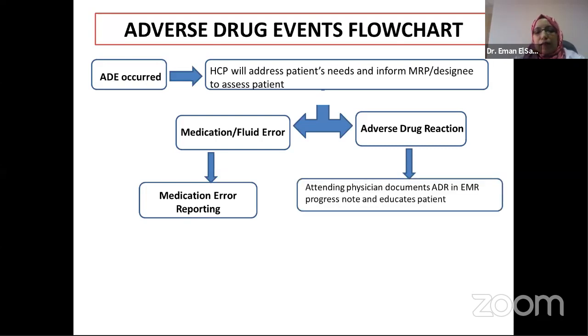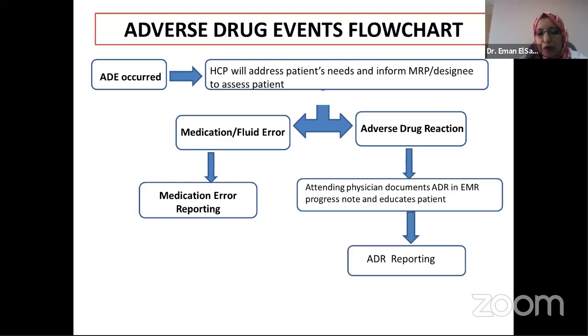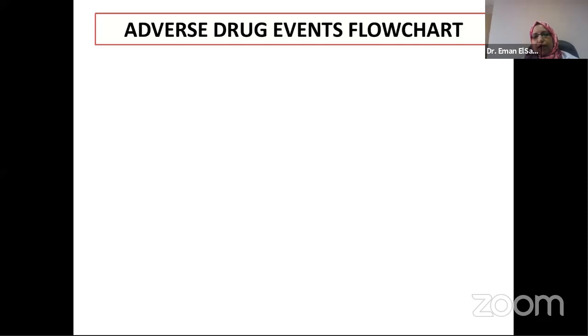At that time, the physician will document this in the patient file and progress note, and may need to educate the patient so that they know what they are allergic to and which medication caused this side effect. It's part of patient education and counseling. After that, the ADR should be reported. This is the part for the healthcare professional.